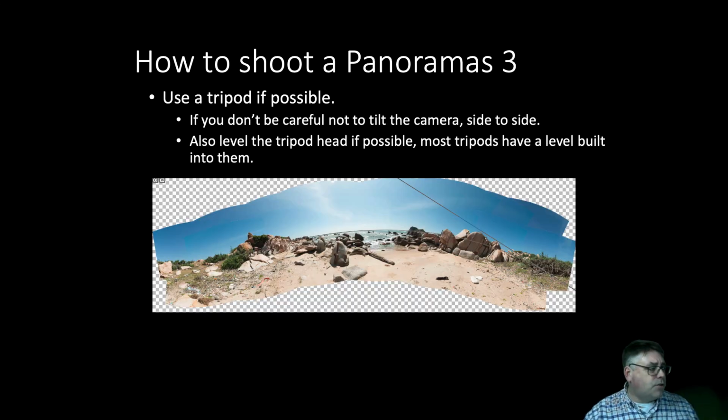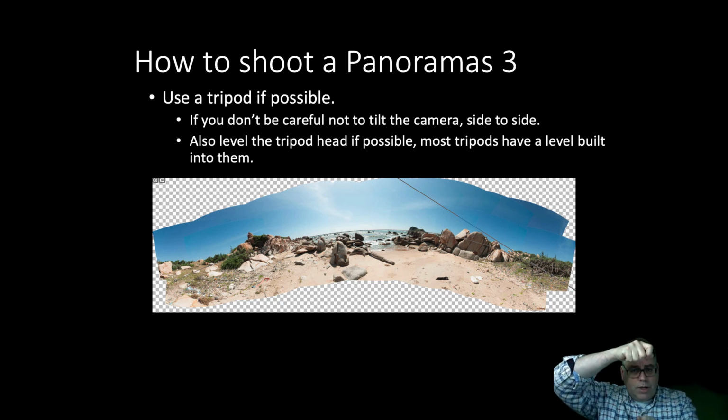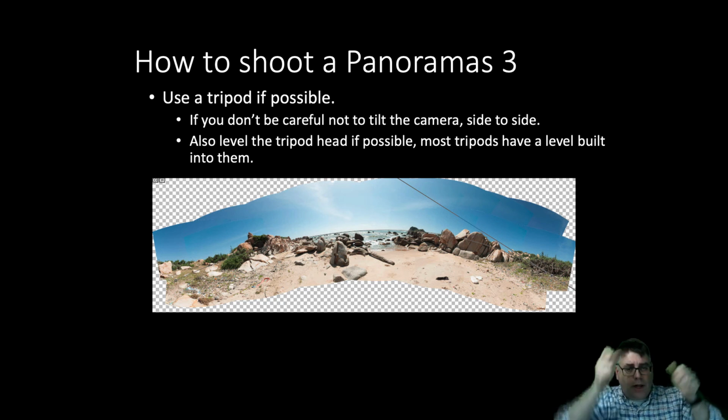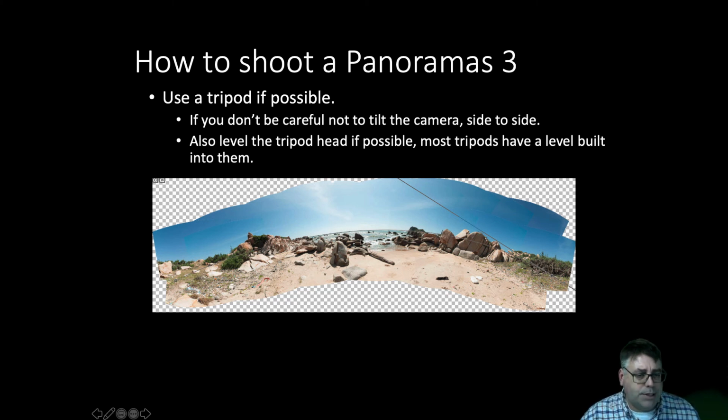So if you have a tripod, use it if possible. Because if you don't, you want to be careful when you're shooting your panorama, shooting it this way or this way, that you're not tilting one way or another, because when you tilt, you get what happens here, and your horizon line will actually start going like this. You can fix that in Photoshop, but it's a lot easier to just shoot it the right way the first time.